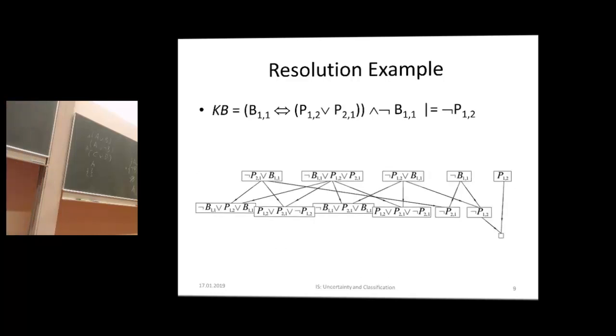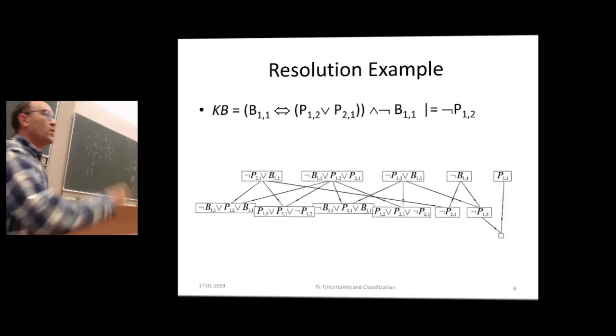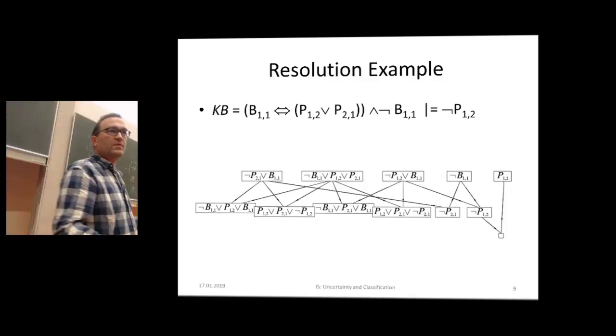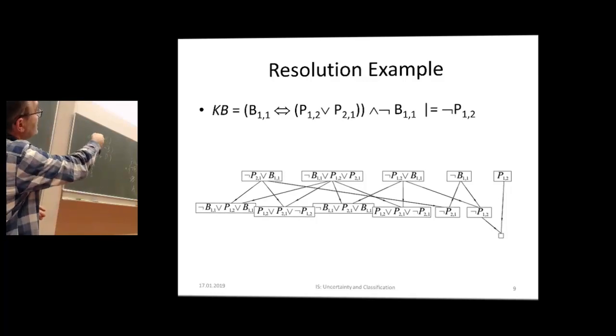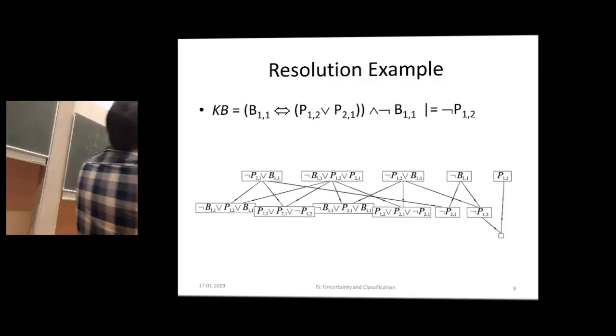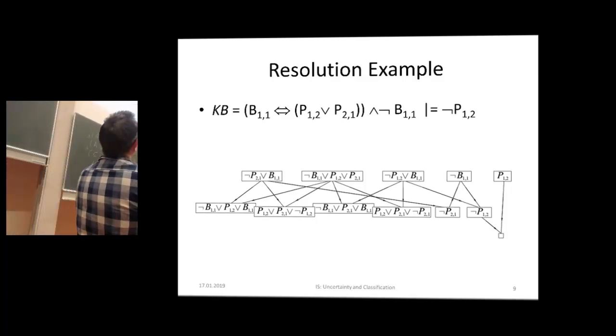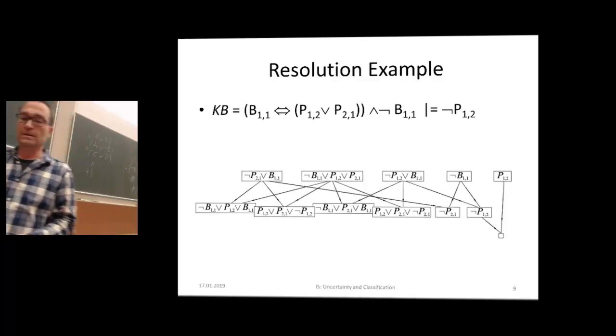So here's an example. So this is the formula we had from the Wumpus world. These conditions. The question is whether, if P11 is equivalent to either P12 or P21, and we know that P11 is not true, can we derive that not P12? So is there a pit in P12 or not?